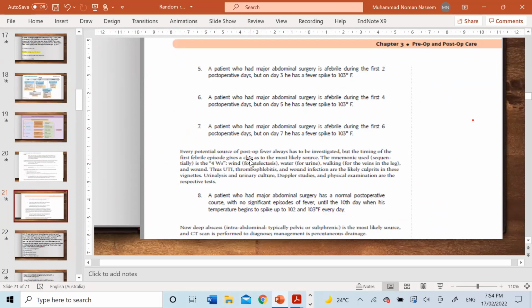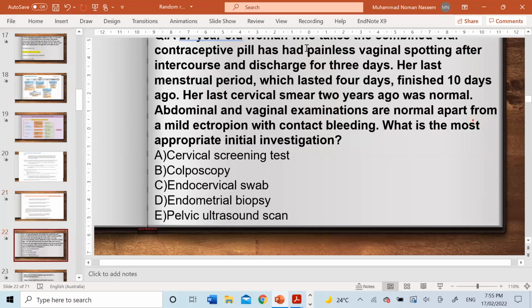Every potential source of post-op fever always has to be investigated. But the timing of the first febrile episode gives us a clue about the cause. So if it is within 24 hours, think about the cause to be atelectasis. If it is after one day, then think about pneumonia. If it is on the 3rd day, think about UTI. If it is on the 5th day, think about DVT. If it is on 7 or more days, think about abscesses. All right.